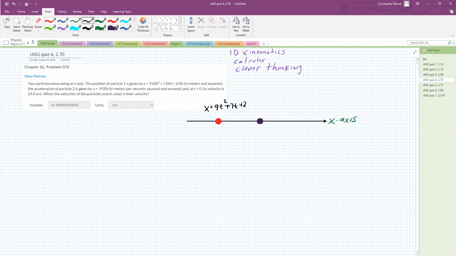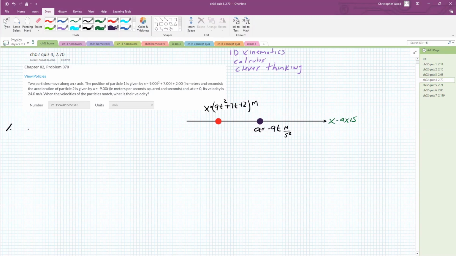And the acceleration, this is a little bit of a twist. The acceleration of particle 2 is a equals negative 9t. So collectively, this would be expressed in terms of meters, and this would be expressed in terms of meters per second squared. So that's pretty interesting. Position function and an acceleration function. It says when the velocities of the particles match, what is their velocity?